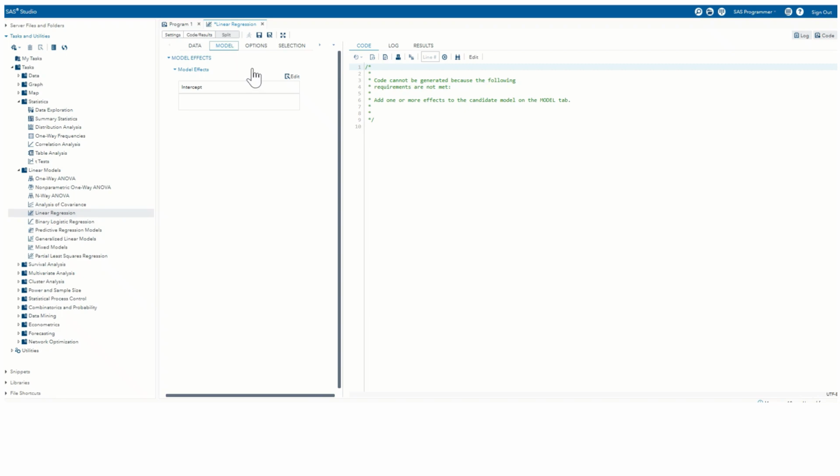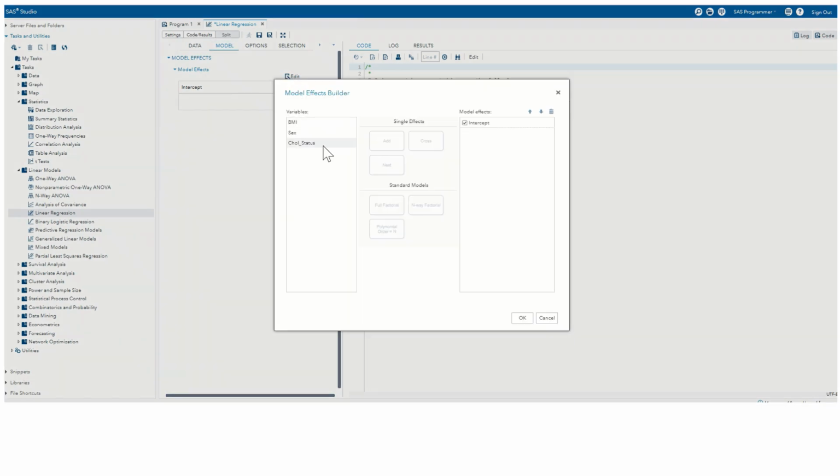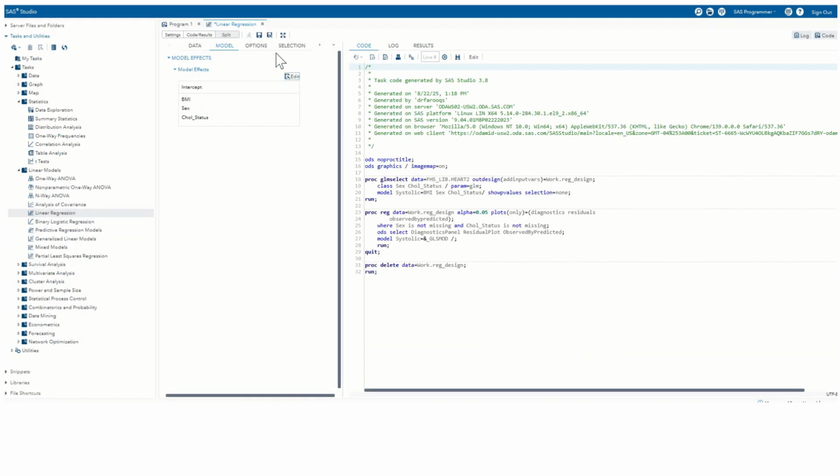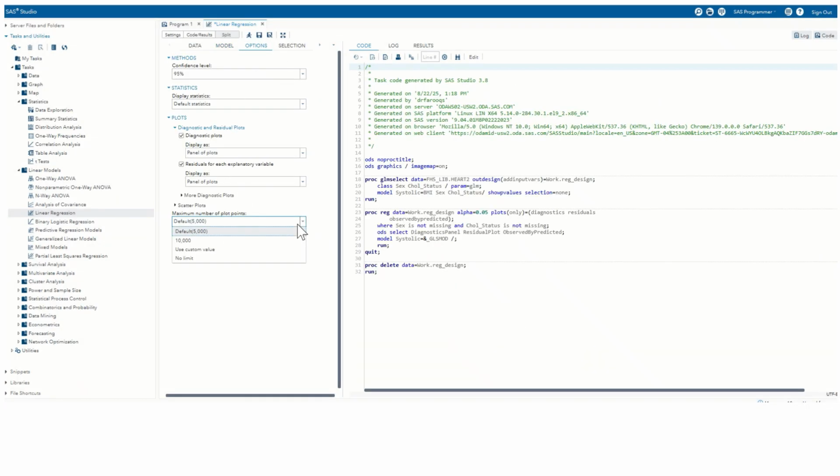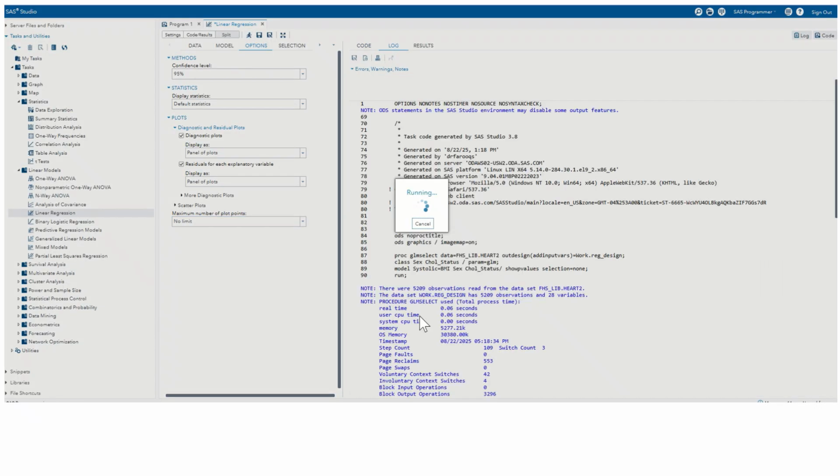Now move on to the Model tab, click on the Edit button, Control A to select all of them, add them to the model. Okay, Options tab, changing the maximum number of plot points to no limit, and then submit the code.